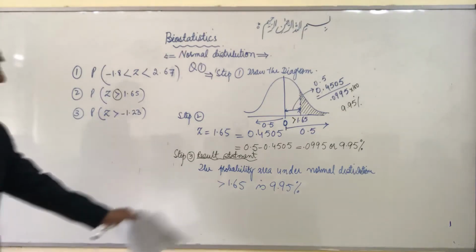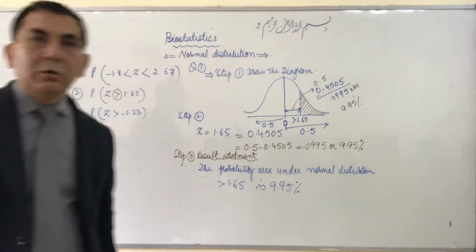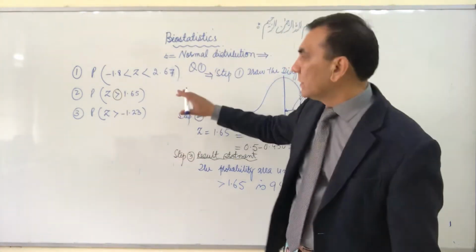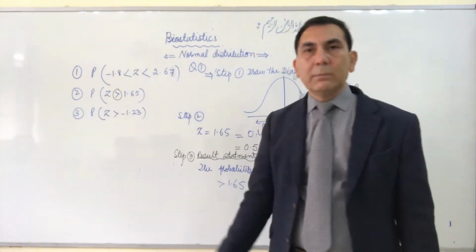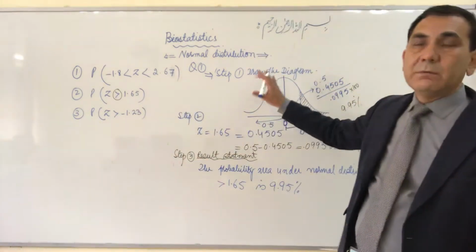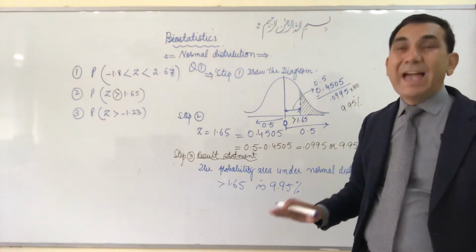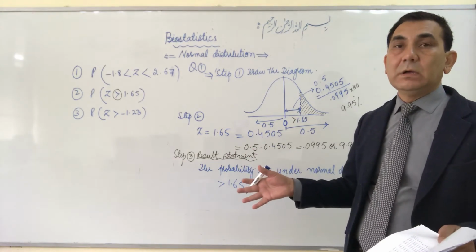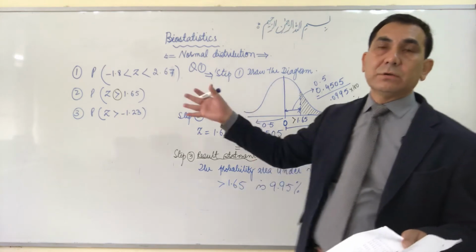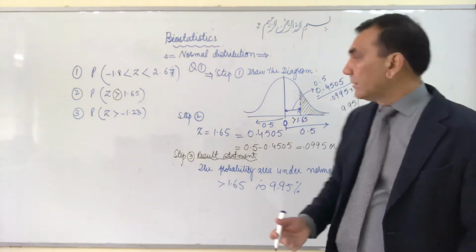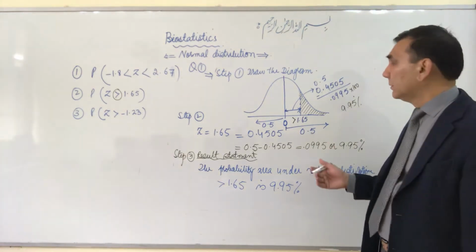Okay, so this is the answer. For the normal distribution, as I told you, to solve the probability area under the normal curve, there are 3 steps. In the first step, you draw the diagram and shade the actual area which is asked in the question, the area they want you to measure.